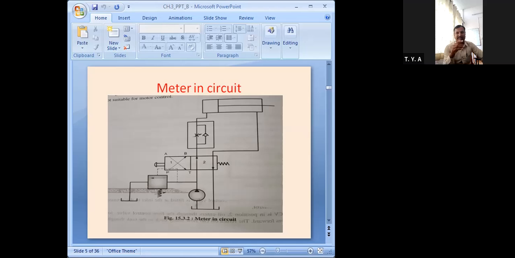And here we have a pressure compensated flow control valve. We have already discussed this type: pressure compensated, temperature compensated, and pressure-temperature compensated flow control valves. Here we have used a pressure compensated flow control valve. This is the standard symbol of the pressure compensated valve.